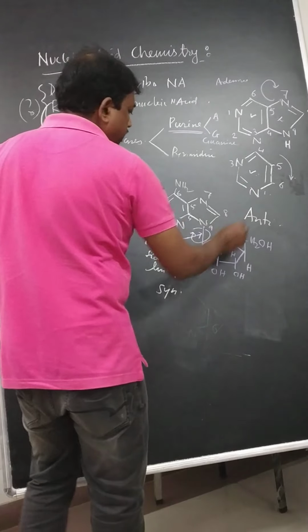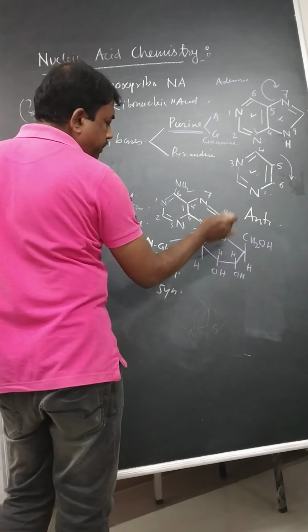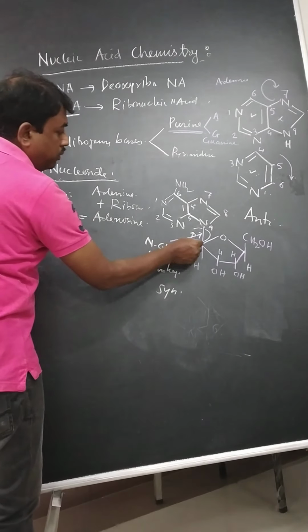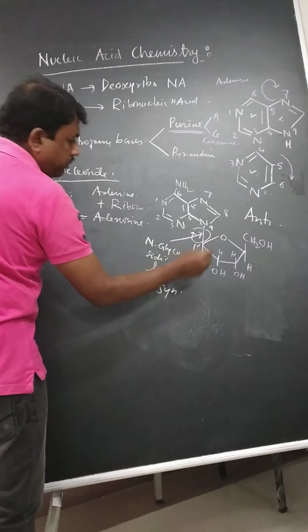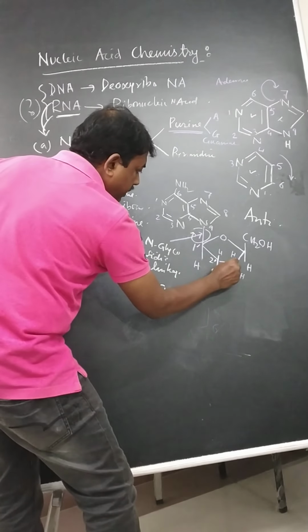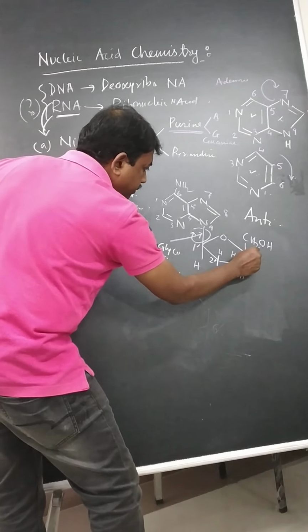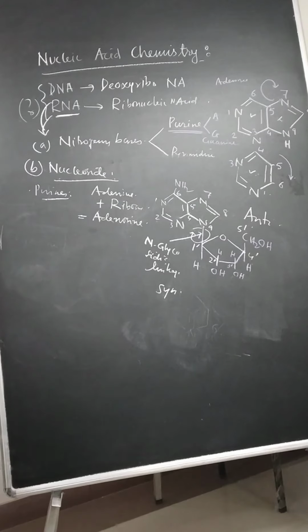This is 8, 9. This is the numbering of this purine nucleus. Now how will this ribose be numbered? To avoid the confusion, prime is used. This is the 1 prime carbon of ribose. This is the 2 prime. This is the 3 prime. This is the 4 prime. And this is the 5 prime. So these are the numbering of this ribose nucleus.